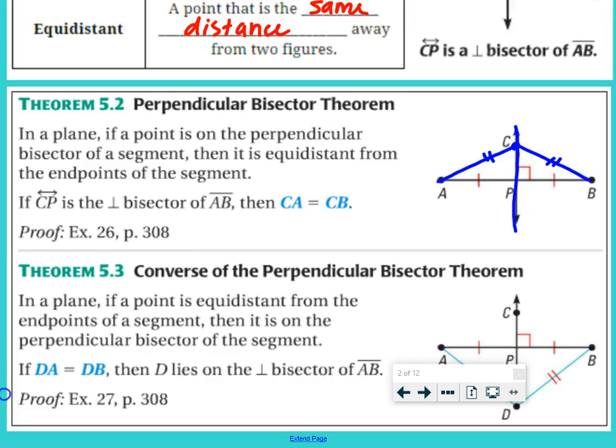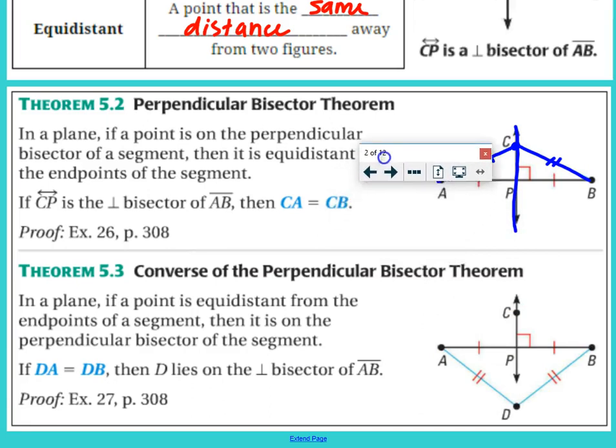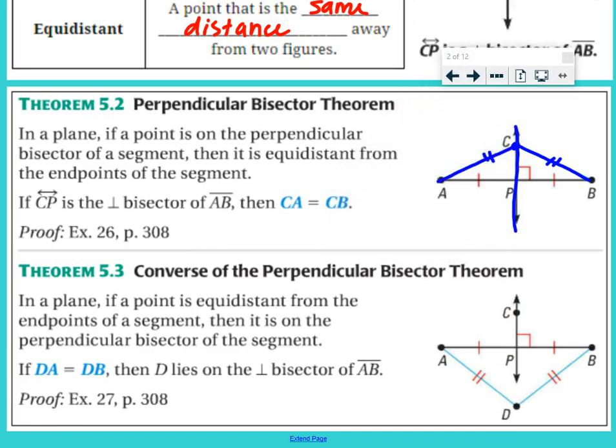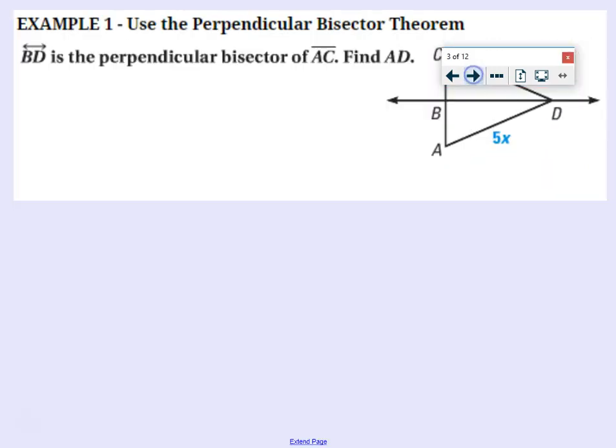And then theorem 5.3, converse of the perpendicular bisector theorem. In a plane, if a point is equidistant from the endpoints of a segment, then it is on the perpendicular bisector of the segment. So just the reverse of the perpendicular bisector theorem.